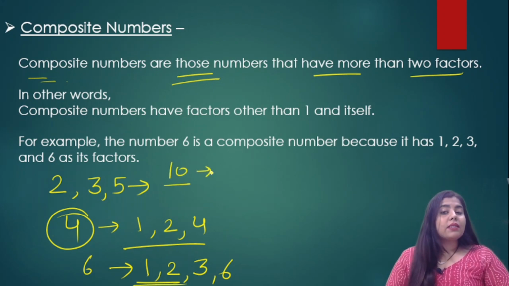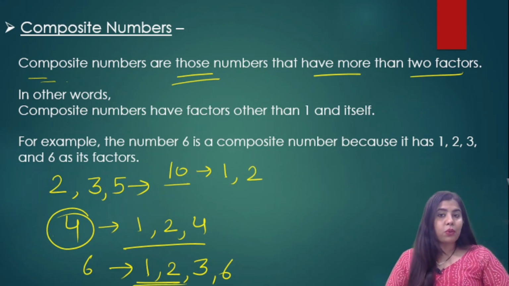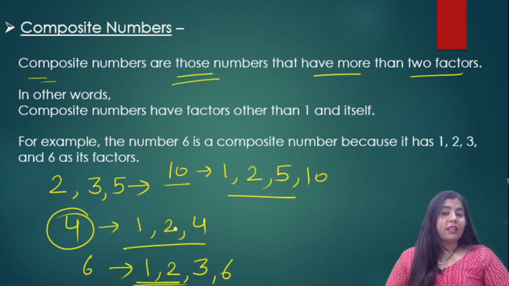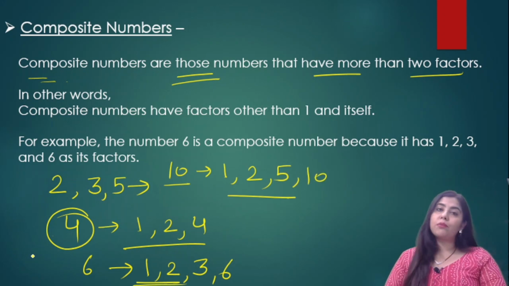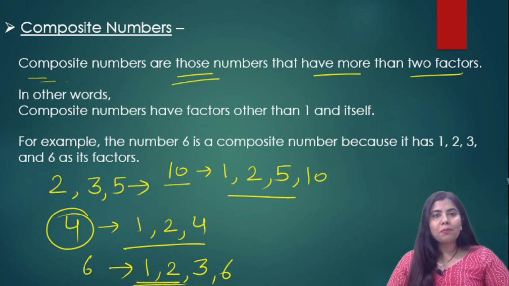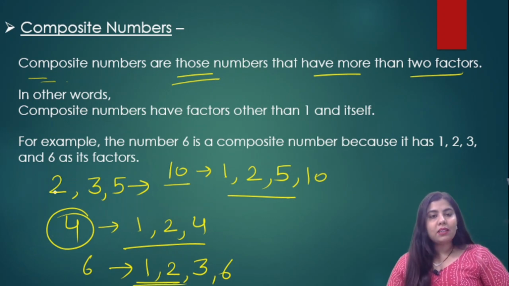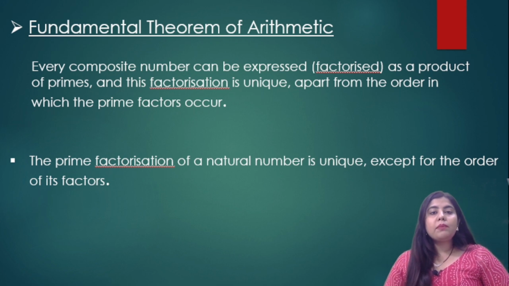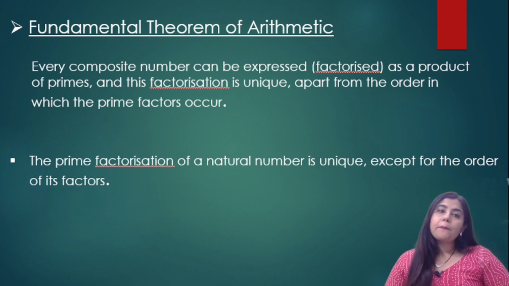Now 10 has factors. 1 is a factor of 10, 2 is also a factor of 10 as 10 is divisible by 2. After that 5 is also a factor of 10 and 10 is also a factor of 10. So 10 has 4 factors, which are more than 2, so it is also a composite number. Clear?